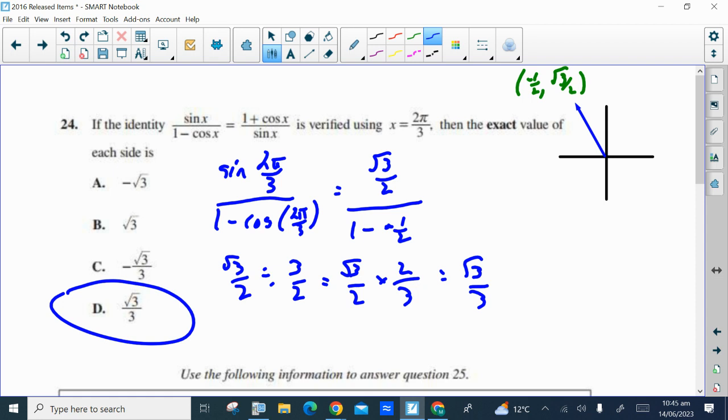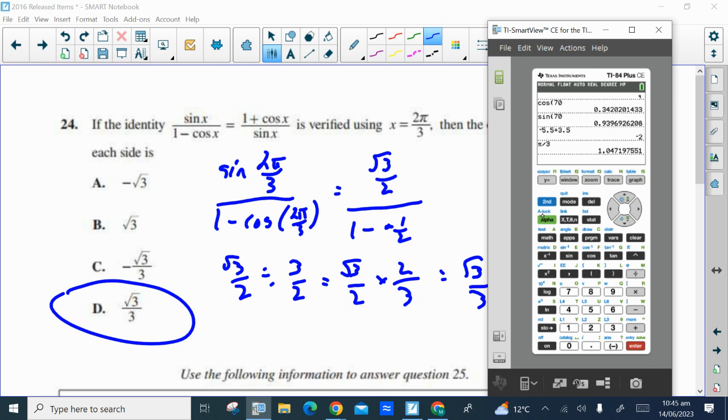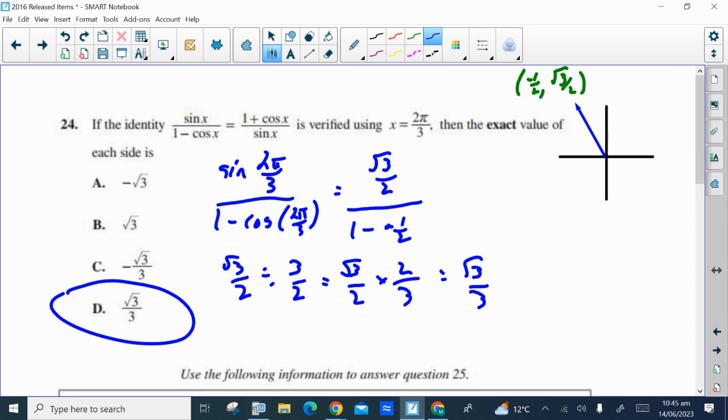And this also could have been done just using the calculator. You'd have to be in radian mode because the angle's in radians. We would take the sine of 2 pi on 3 and then divide it by, I'll have to use brackets here to keep my denominator together, 1 minus the cosine of 2 pi on 3. So that gives you a decimal. It's positive, so that would eliminate A and C.